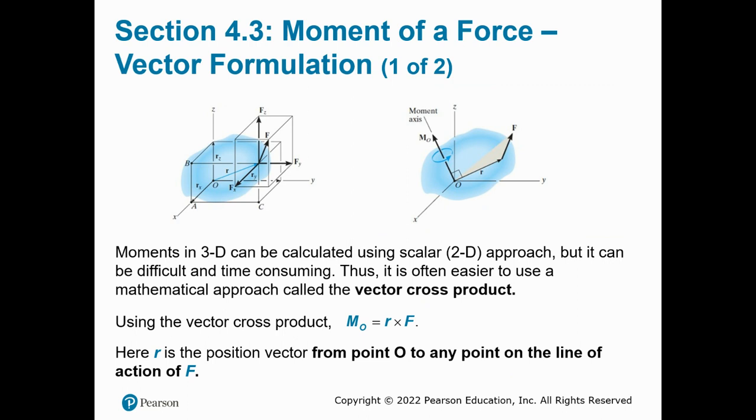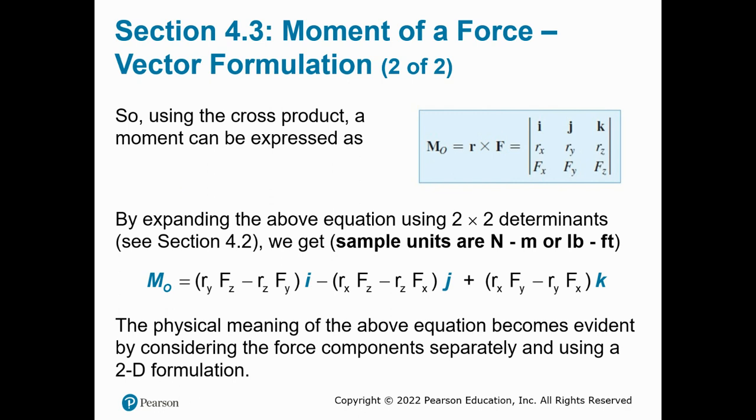In the 3D case, moment can be calculated using this 2D scalar approach, but it's very time consuming. There are lots of projections you have to work with, etc. So in 3D cases, it makes better sense to use a vector cross product. Moment equals r cross F, not multiply, r cross F. r is the position vector from point O to any point on the line of action of the F.